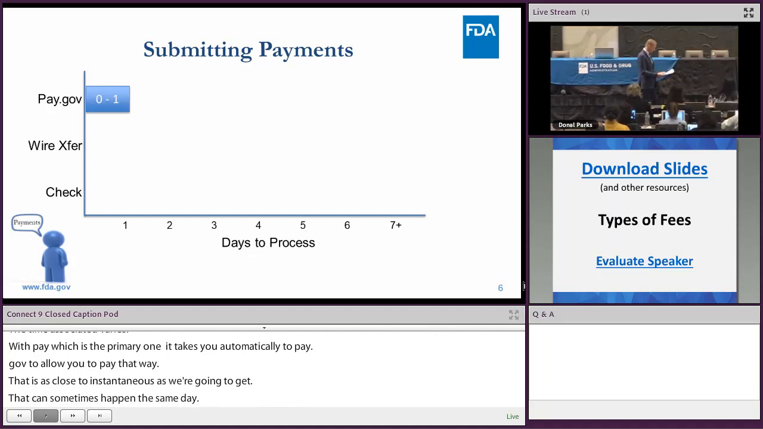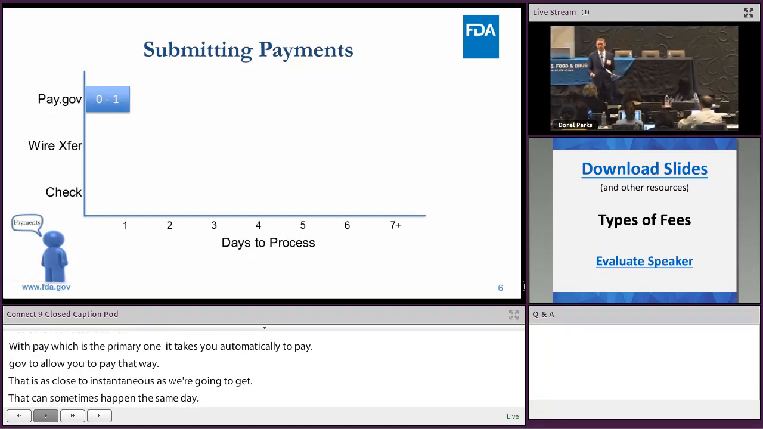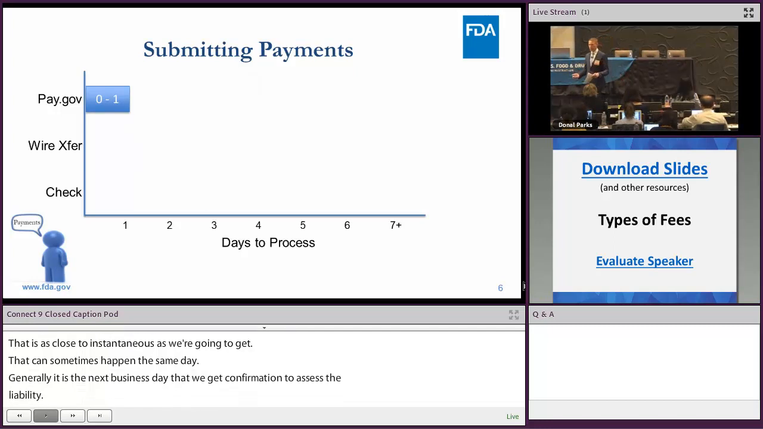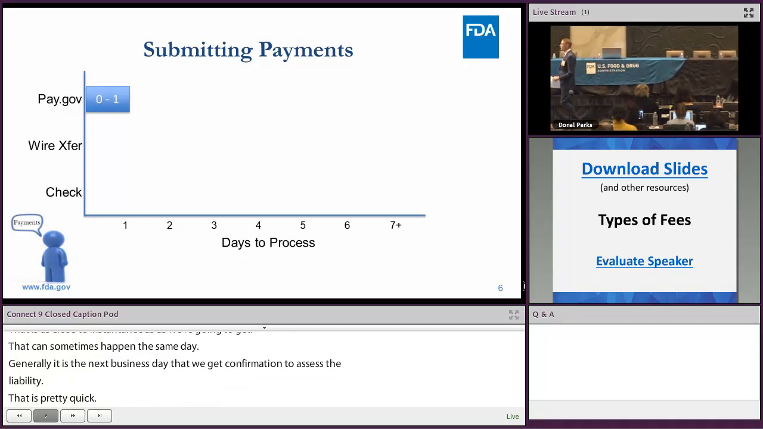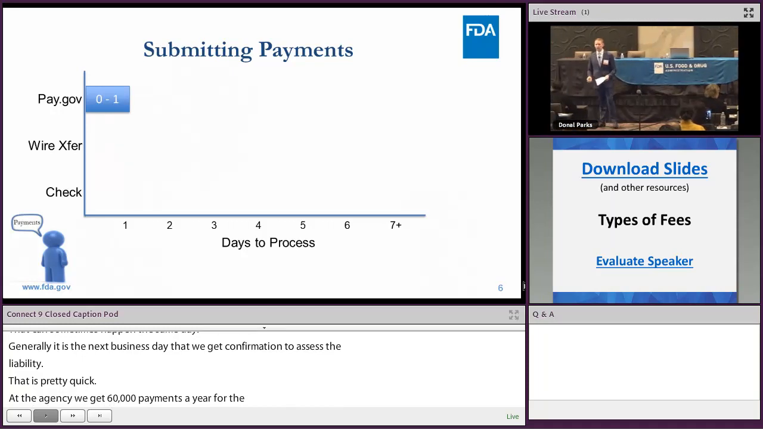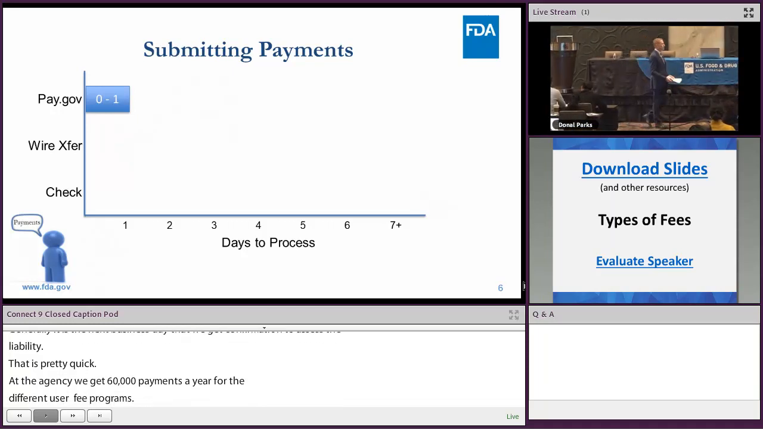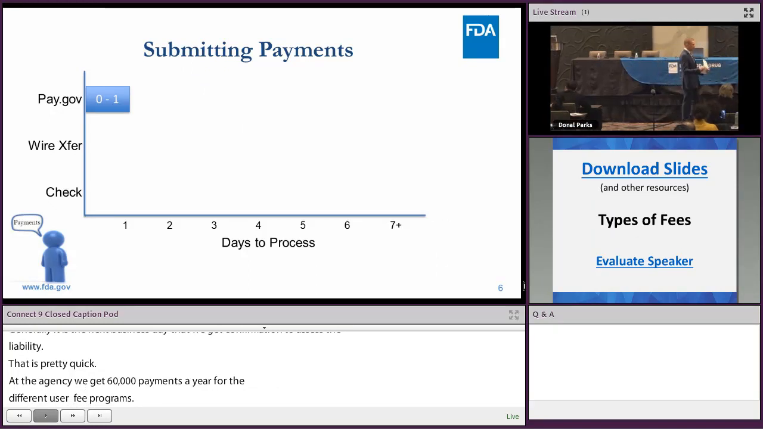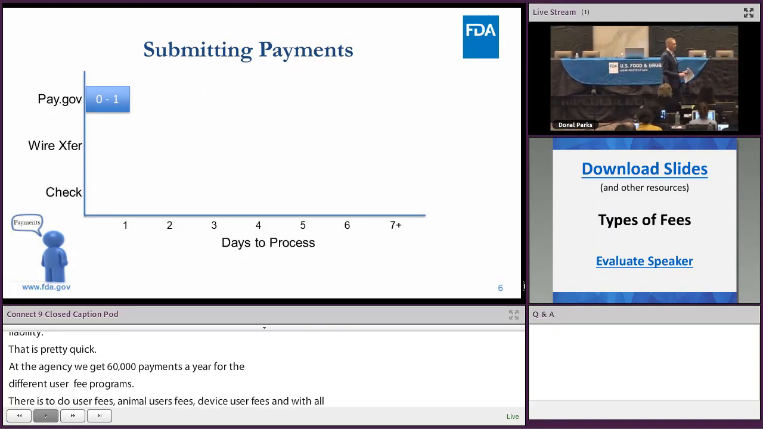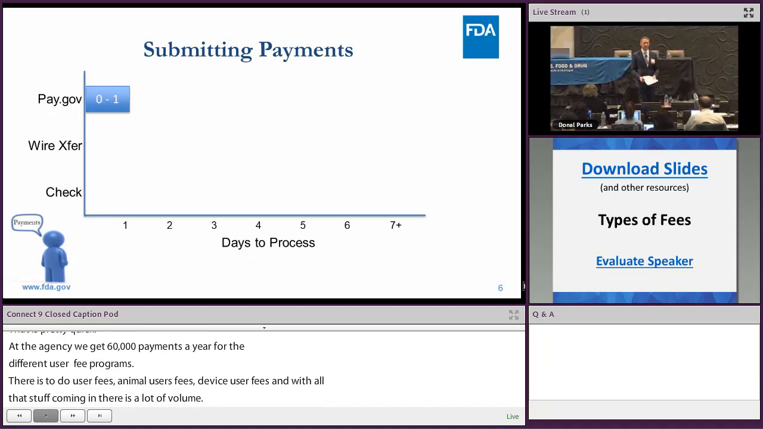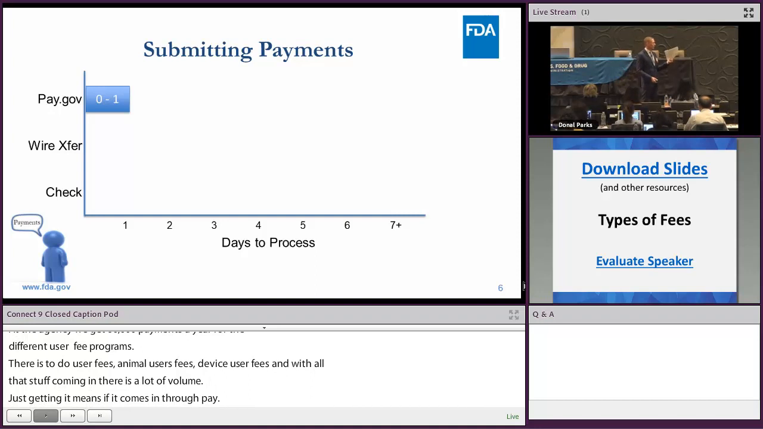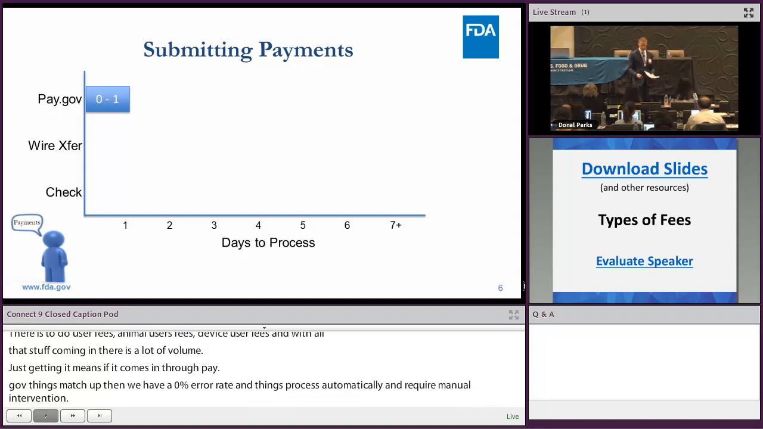So that's pretty quick. And at the agency, we get 50, 60,000 payments a year for the different user fee programs. Because, don't forget there's the BSUFA, GDUFA, PDUFA ones, but there's also food user fees, there's device user fees, there's animal user fees. So with all of that stuff coming in, 50,000 plus payments coming in a year is a lot of volume. And so if it comes in through pay.gov, things match up. We have almost a 0% error rate. Things process automatically, require very little manual intervention. So if you want to make sure, what's that saying from FedEx? If you absolutely need to make sure it gets there, use pay.gov to the extent you can.